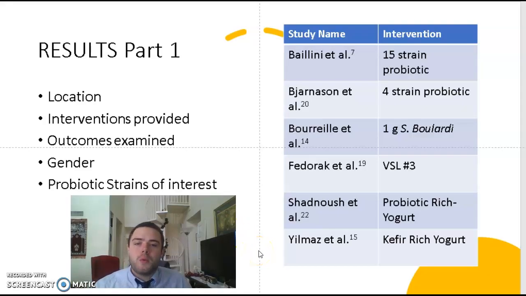In the results, Part 1, different strains of probiotics and probiotic-rich yogurt were utilized to determine outcomes. The purpose of providing these probiotics was to see if they were able to increase the presence of gut microbiome in patients diagnosed with Crohn's disease. The increase in these particular probiotics would provide benefit to the host, especially when diagnosed with Crohn's disease.